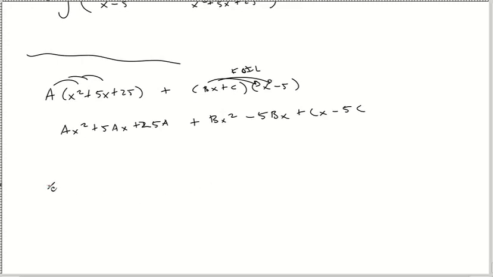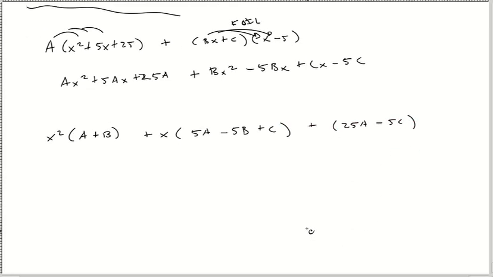Combine like terms. So my x squares, I got an a plus b. My linear terms, I got a 5a minus 5b plus c. And then my constant terms finally are 25a and then minus 5c. Wow. And guess what? All of this stuff here, does it just equal 29?